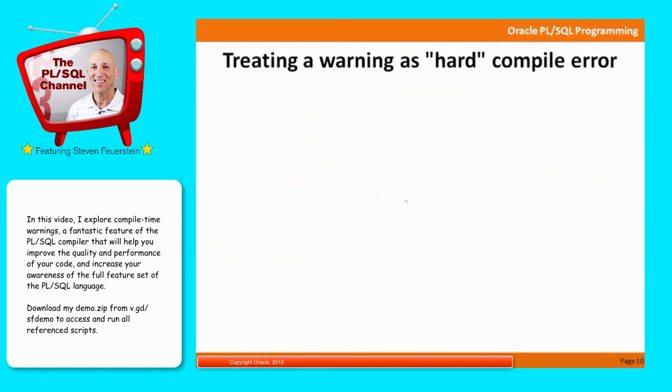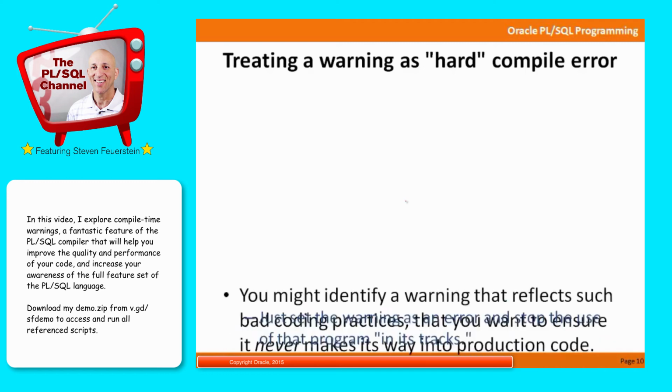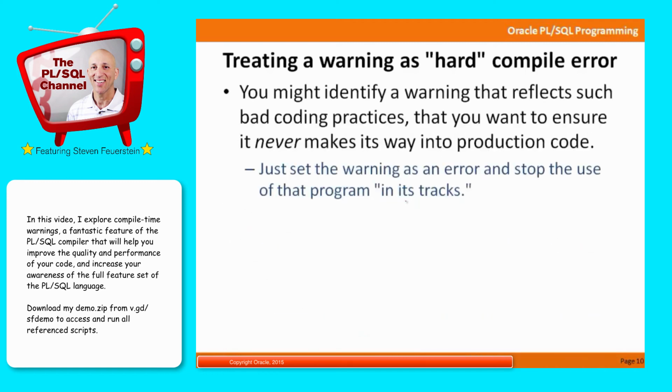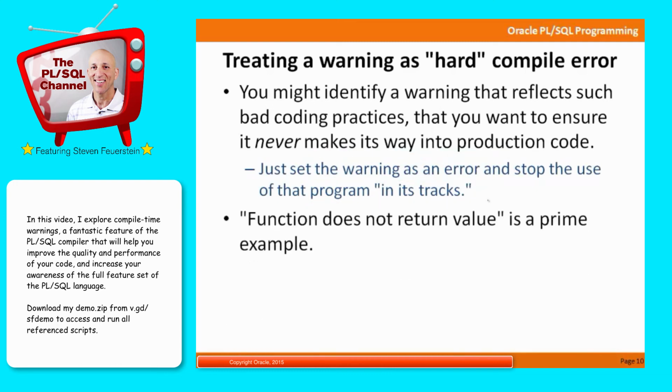Let's finish up by looking at how to treat a warning as a hard compile error. You might identify a warning that reflects such a bad coding practice that you want to ensure that it never makes its way into production code. And so you can do that by setting the warning as a hard error and stopping the use of that program in its tracks. Nobody will be able to use this program unless they fix the problem reflected by the warning. And I think a prime example of this is function does not return value.